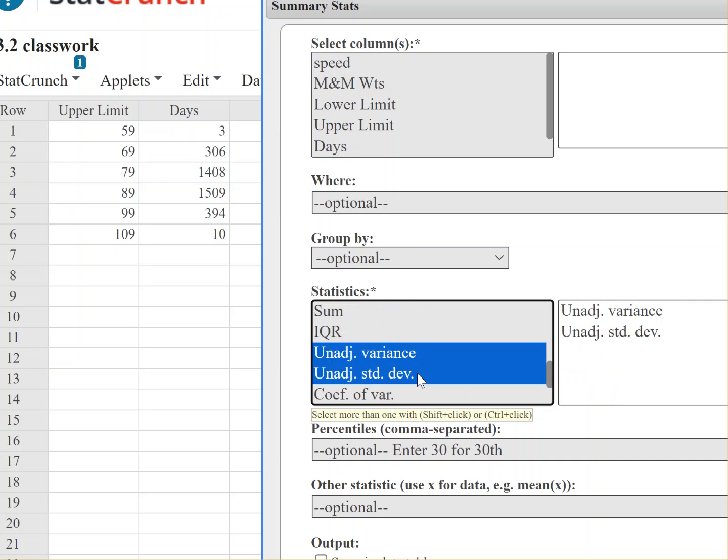These are the two commands that you need to select when you are asked to find population variance and standard deviation. So I hope that that's clear, and make sure when you're working on your homework that you understand if you're being asked for sample standard deviation and variance versus population standard deviation and variance.